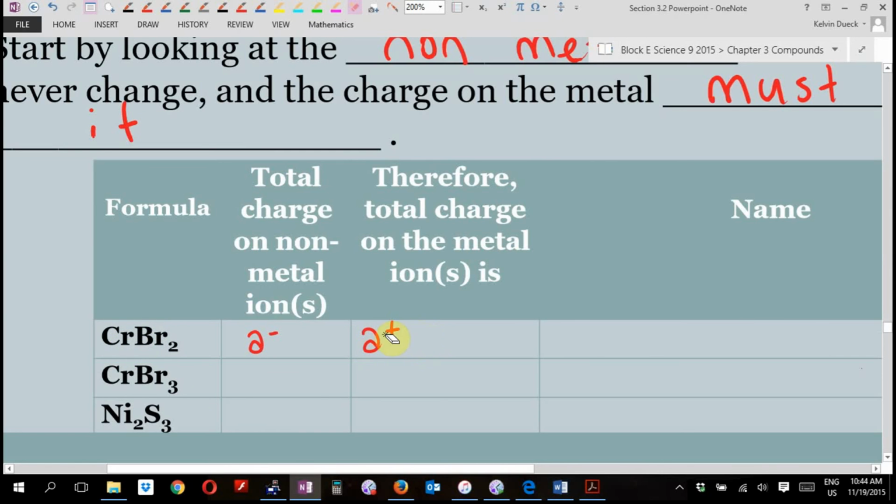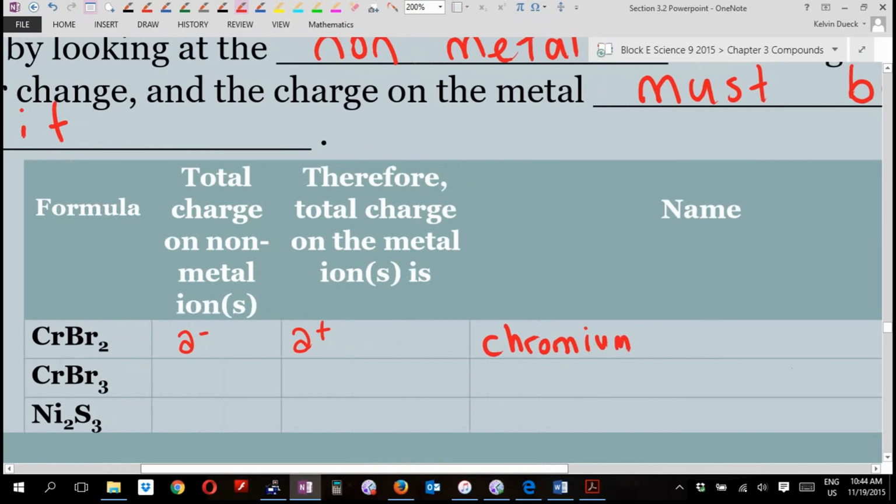It's going to get tougher when these numbers change. But we could say this then. What must the charge on the chromium be? It must have been 2 plus because it had to cancel out 2 minuses. So we're going to write chromium. What's the charge on this chromium ion? So what Roman numeral will I go with? And then I'm not going to write bromine. What will I write?